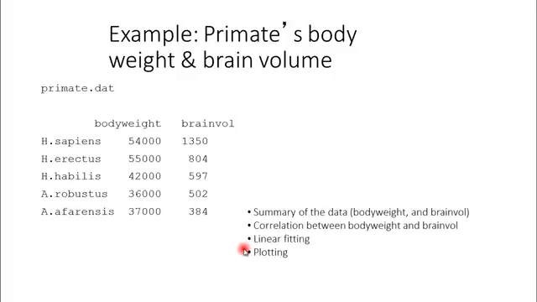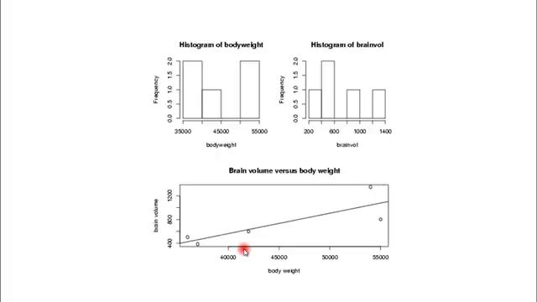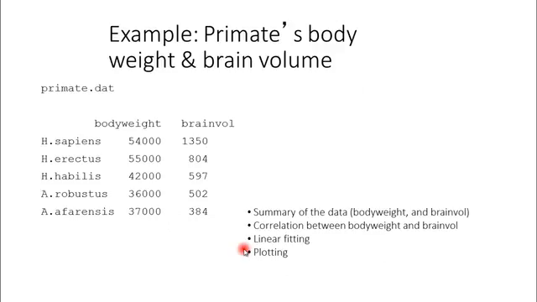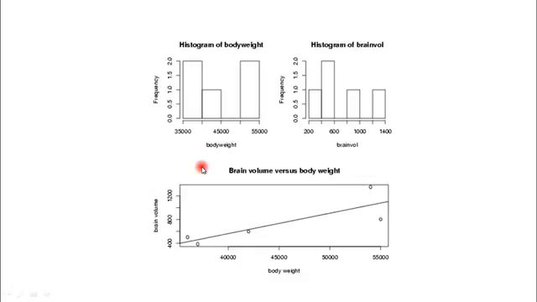Again, some example. This is the histogram of body weight and brain volume, and these are 5 kids. This is the body weight in pounds, and this is the brain volume. With the functions we have plotted the regression line, and we have plotted histograms individually for both of them.